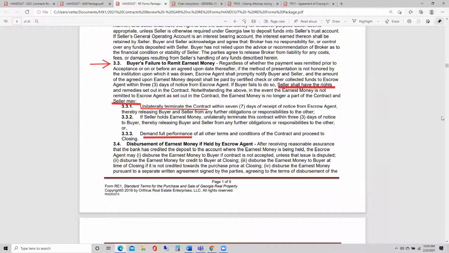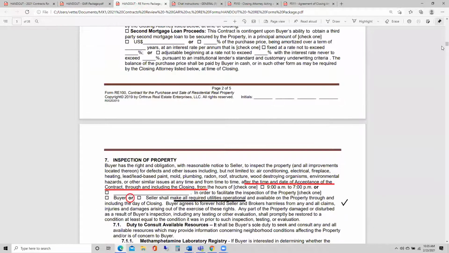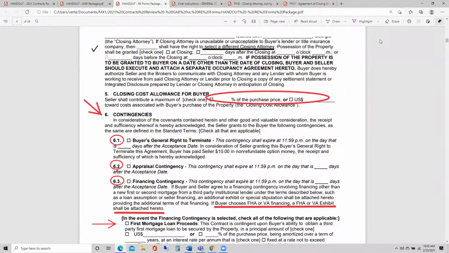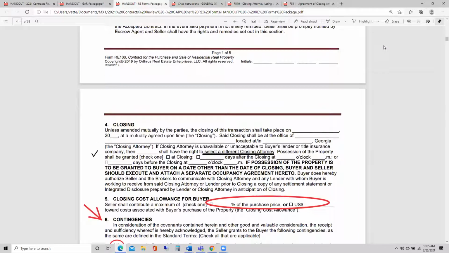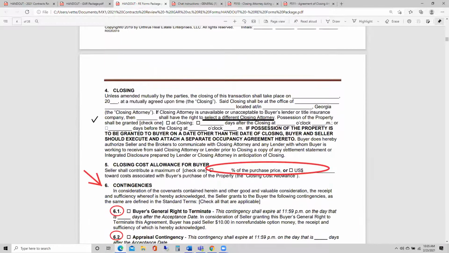In the RE forms, this is actually handled in the purchase and sale agreement itself. And it says under the closing attorney, paragraph 4, I'm back in the actual contract, the 5-page contract under the RE forms. It says the closing attorney shall be, you negotiate the closing attorney.